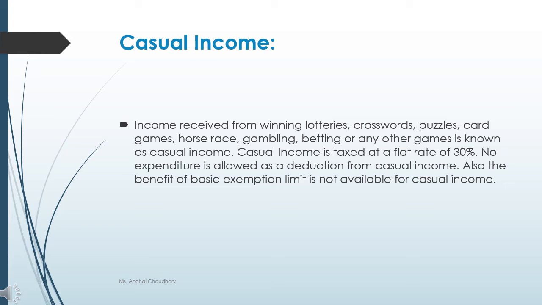These are casually occurred. So casual income is taxed at a flat rate of 30%. As I told you in the previous slide, whenever we compute the tax rate while computing your total income, at that time we will calculate your income from casual income also. But income from other sources will not be counted at the time of tax slab, because the tax rate of income from other sources is different.